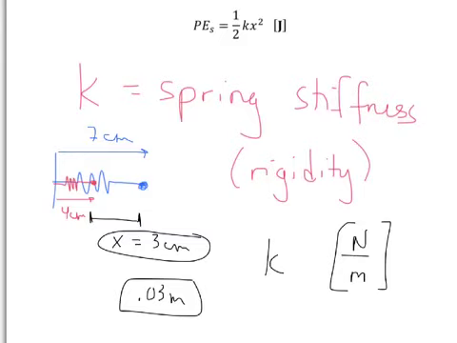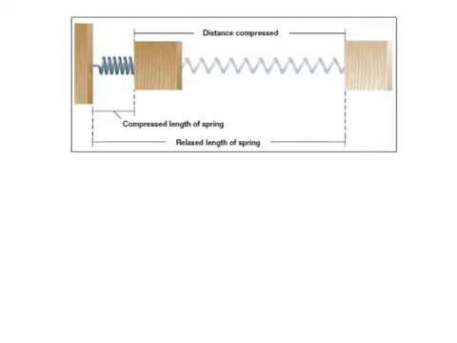Okay? All right, let's take a look at an example. Oh, this is the diagram, sorry, that I just drew. So again, free length is out here. Compressed length is here. Distance compressed along the top. This is your delta X, or this is your X right here.